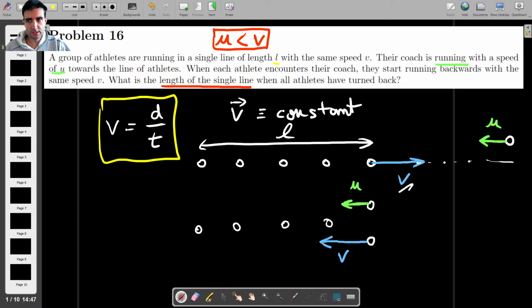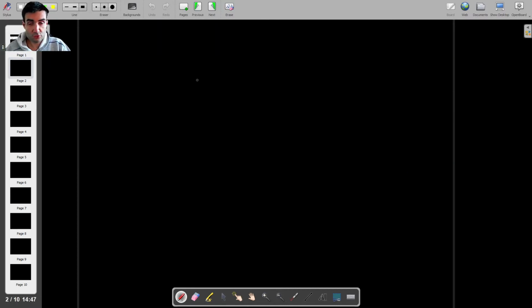Let's draw the diagram again, but this time I'll just draw two athletes. Those are two athletes that are running, and the distance between them, well, I can't really call it L because L is the length of the whole file or line of athletes. So let's call this delta L.